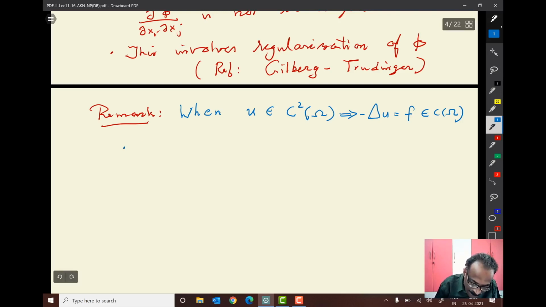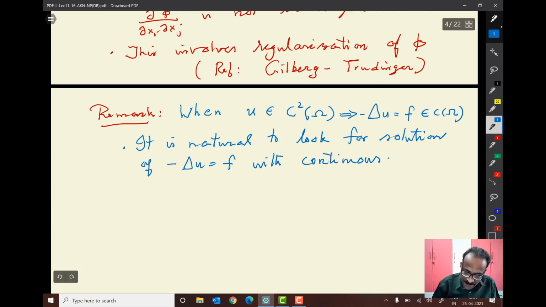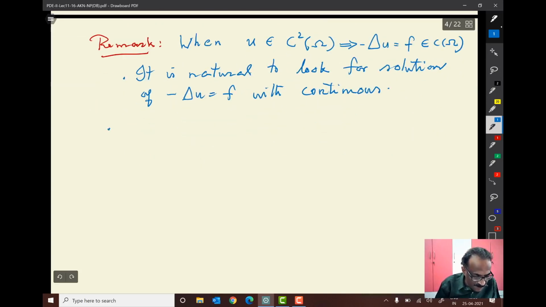So it is natural to look for solubility. Naturally, when f is continuous, you expect to have a solution u in C2. So it is natural to look for solutions of minus Laplacian of u equal to f with continuous f. But the unfortunate issue is that this is not the case.